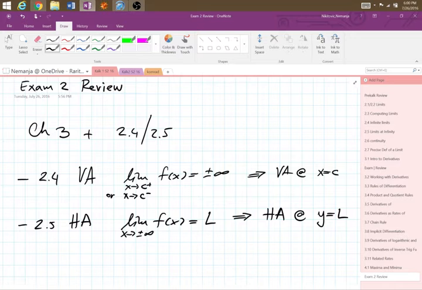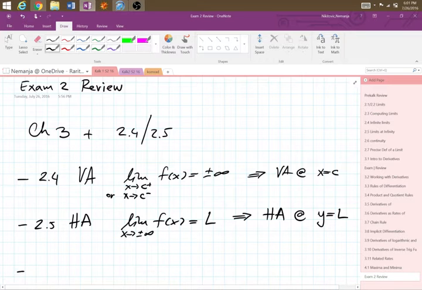You still have to set the denominator equal to 0 for vertical asymptotes to find all the candidates, and then you have to run the limit to see which of those, one or both or none, are asymptotes or not asymptotes. So that's the part from the previous chapter that will definitely show up on the exam. Then we're going into chapter 3.